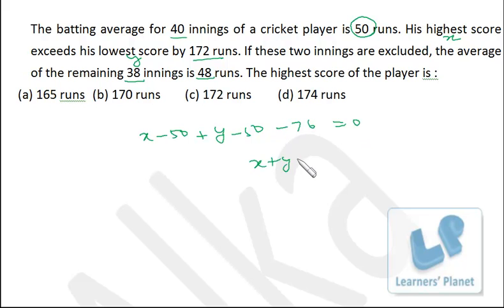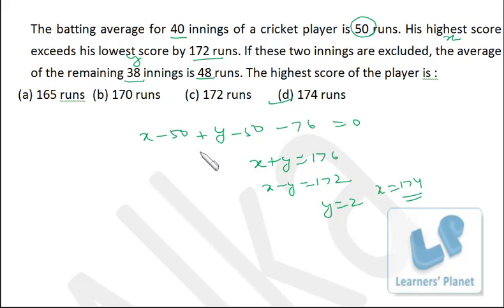So x plus y is equal to 176, and x minus y is already given to us as 172, right? If we deduct this equation from this, we'll be getting the value of y, so that is 176 minus 172, that is 4 by 2, 2. So y is equal to 2 and x is equal to 174. So highest score is 174, lowest score is 2. Okay, so simply you can solve this problem.